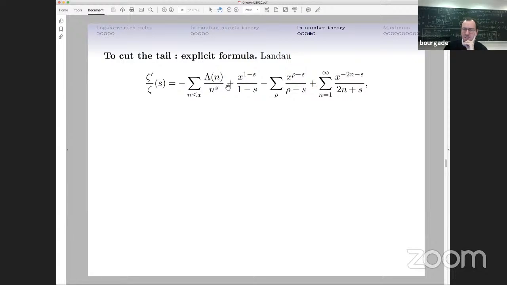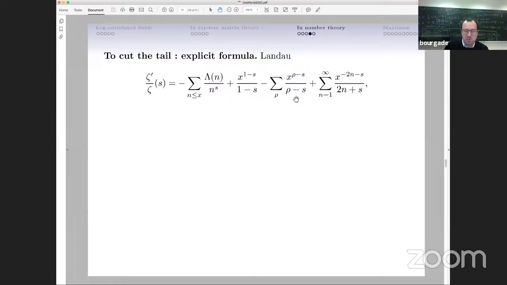This Lambda of n, that's the von Mangoldt function, is a function which is equal to log p when n is a power of a prime p, and otherwise it's zero. So it's some arithmetic content here. And essentially, this sum is supported on primes. So you have this sum plus some term which happens to be always small, and the last one small too. But you have a combination of primes and zeros. These rho here are the zeros of the Riemann zeta function.